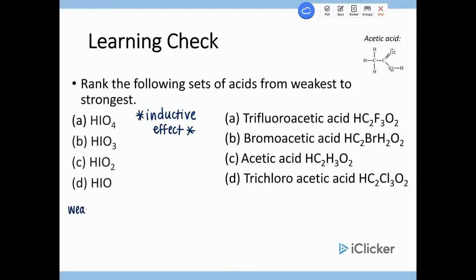And so over here, the weakest acid will be the one with fewer oxygens. So HIO will be weaker than HIO2, weaker than HIO3. And HIO4 is the strongest, with a greater number of oxygen atoms, electronegative atoms, increasing the acidity.